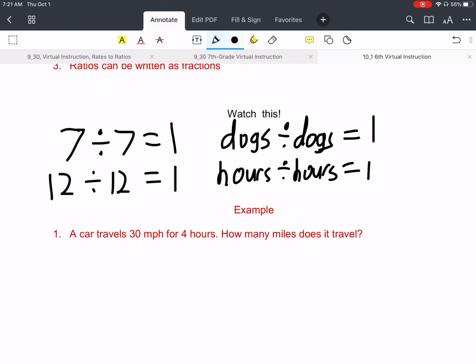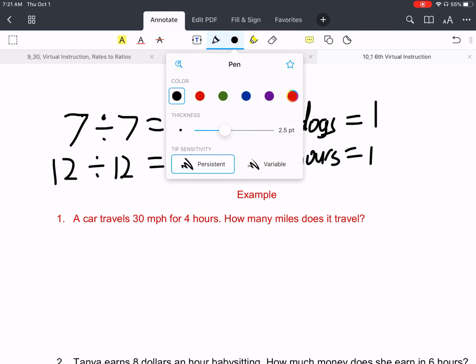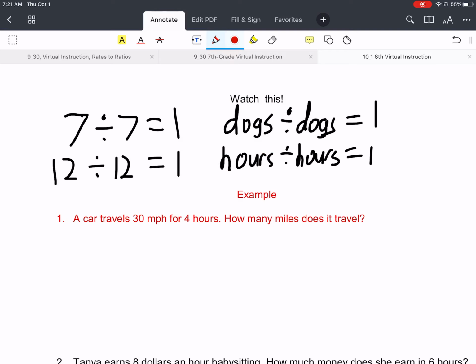So we're going to work on an example, and most of you are going to be able to solve this problem very easily. So of course it's up to me to complicate that. We are going to show why the division of quantities works. So it says a car travels 30 miles per hour for 4 hours. How many miles does it travel? A lot of you already know, okay, if you multiply 30 times 4, you're going to get 120 miles. Yes, that's the correct answer, but we are going to need to show how that works.